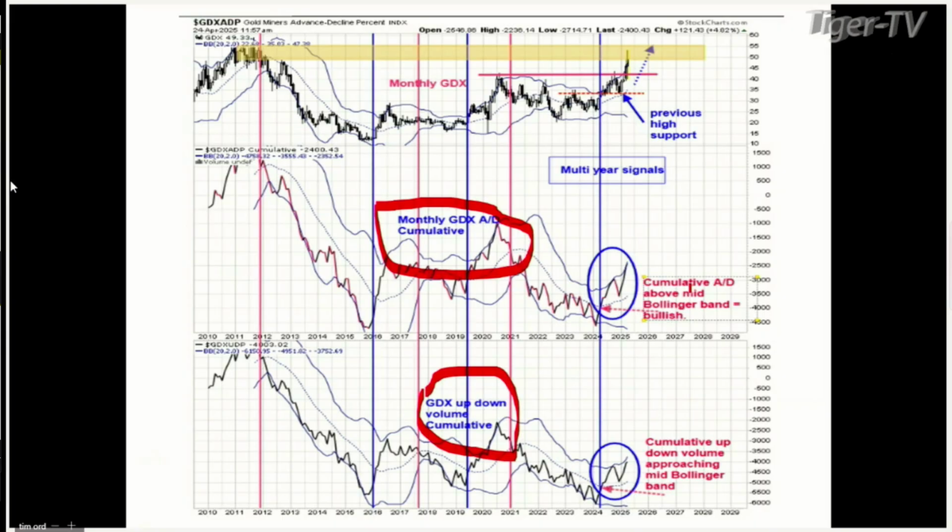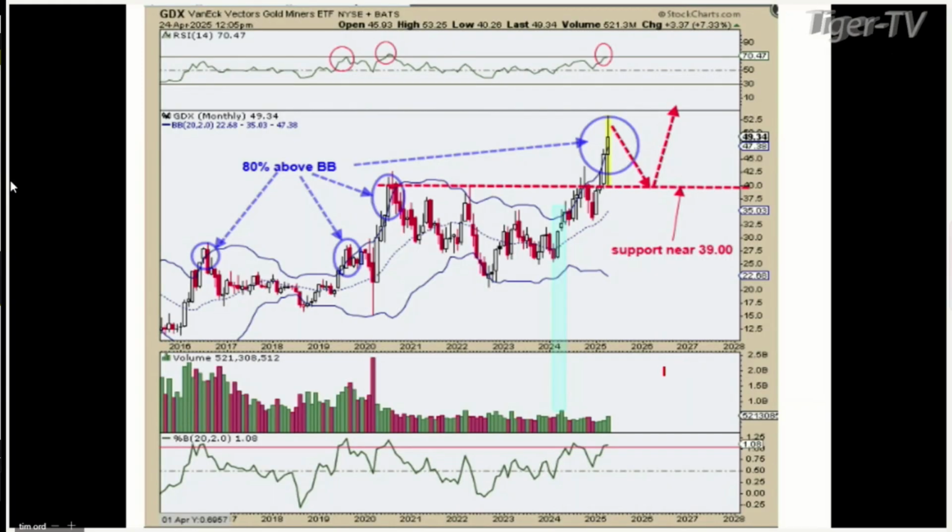This is a monthly chart. You can have pullbacks on a daily basis, but as long as the monthlies remain bullish, you should buy the pullbacks. So this is a bull move, and in my opinion it's not anywhere near ending. So trend's up. We did sell our long position.